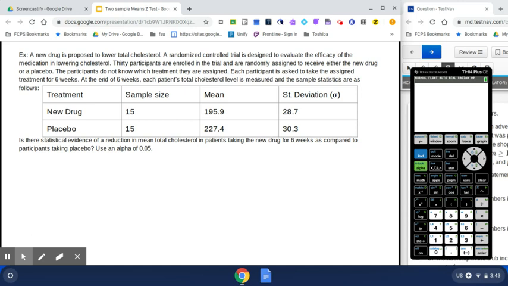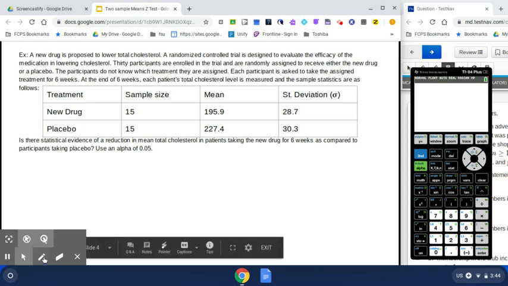At the end of 6 weeks, each patient's total cholesterol level is measured, and the sample statistics are as follows. So we have the sample size for each one, the mean for each one, and the population standard deviations for each one. Is there statistical evidence of a reduction in mean total cholesterol in patients taking the new drug for 6 weeks as compared to participants taking placebo? Use an alpha of 0.05.